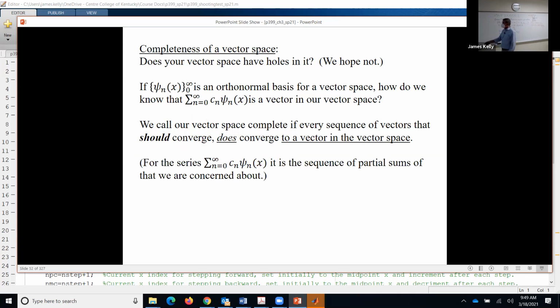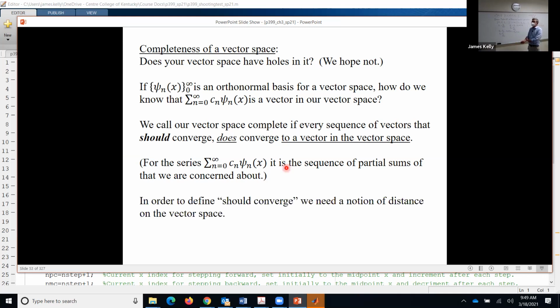Okay, and when we're talking about series converging, the definition of a series converging, back when you talked about infinite series, is that the sequence of partial sums converges, right? The sum from 0 to 0, the sum from 0 to 1, the sum from 0 to 2. Each one of those defines a vector, and we want those vectors that are getting closer and closer to something, and that something should be in our vector space. So when we talk about a series, there's an implied sequence associated with the series, which is the sequence of partial sums.